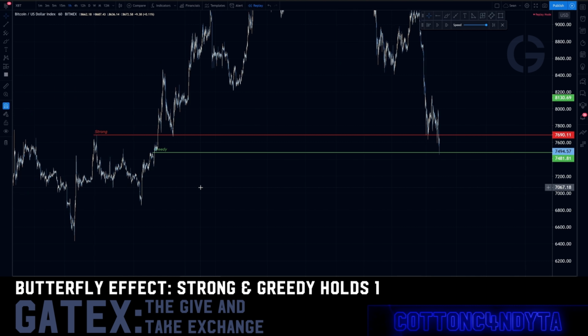So let's talk about greedy for a second. Why do we call it greedy? It is going to be the greediest point in the move before the move starts to break the larger piece of what it's representing. So if we have a strong level, and let's go look at this again for a second.